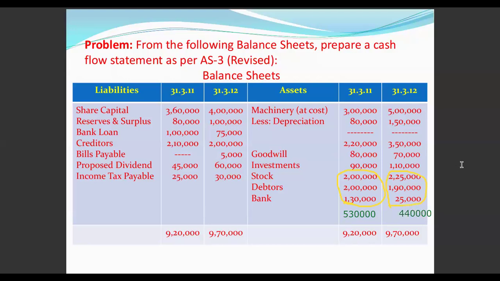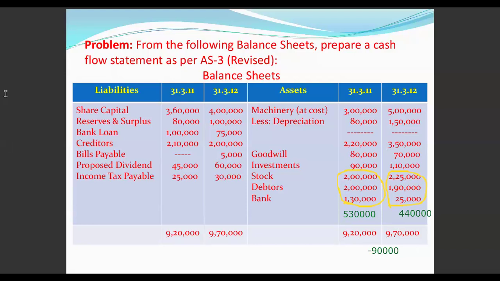So for the first year and second year, I calculate the difference. The difference is 5,30,000 minus 4,40,000, so the difference here is 90,000. And this is minus 90,000. Why? Because the first year current asset was more and the second year current asset was less.